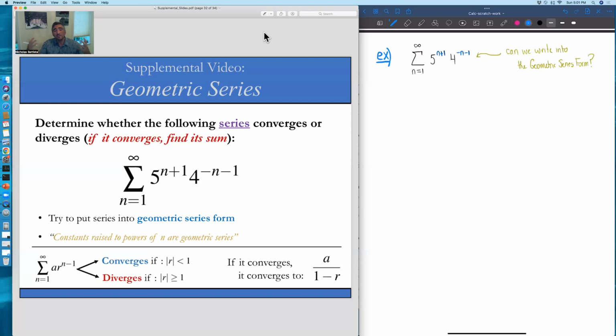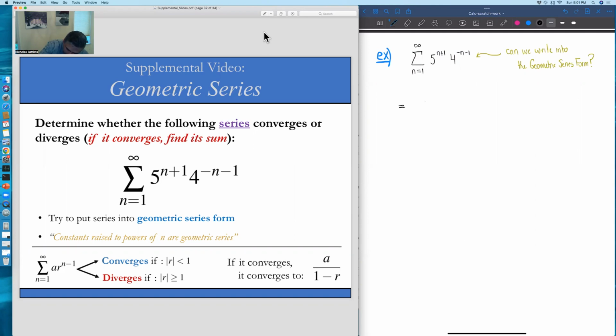Everything looks like constants raised to powers of n. And that sort of signals to us that, hey, this is actually a geometric series that we can do some mathematical massaging through algebra to put into its more standard form. So let's go ahead and start doing that.